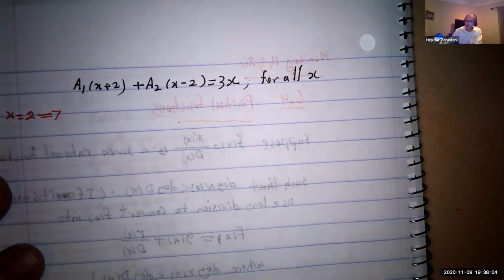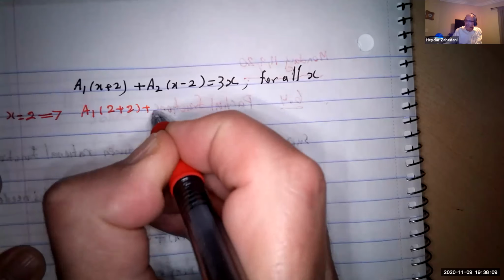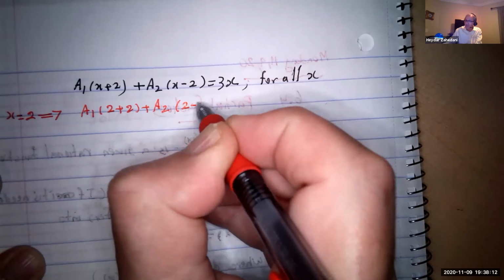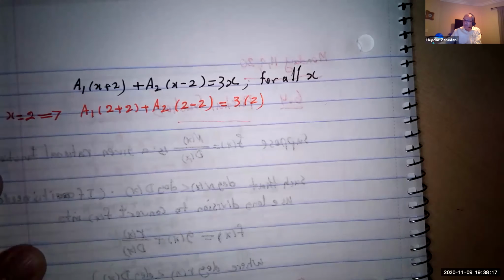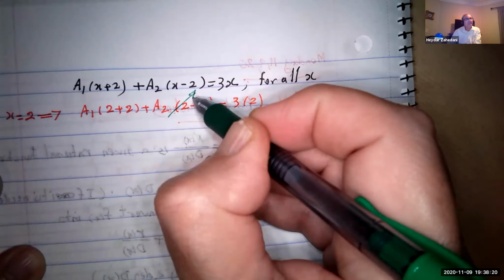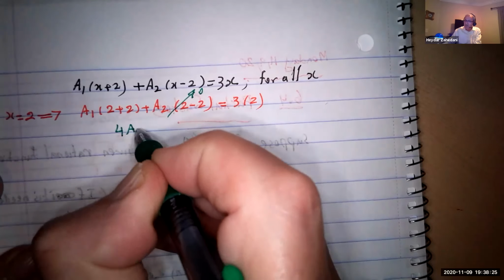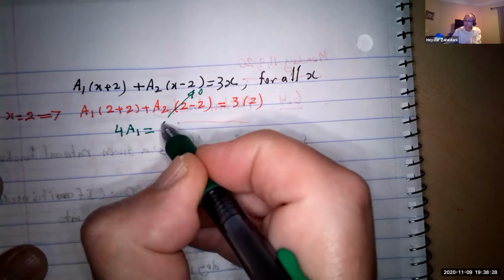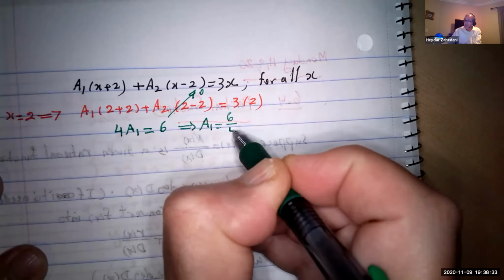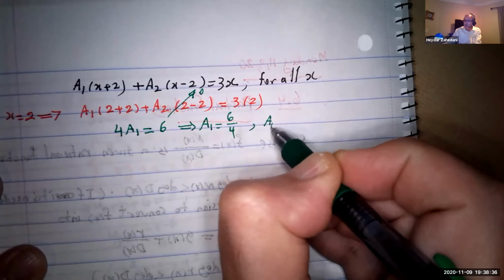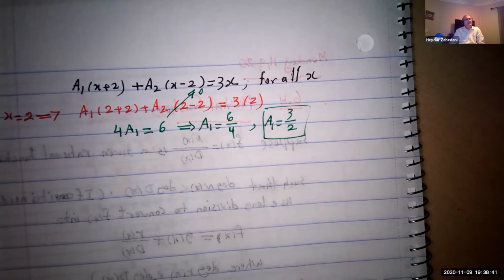You substitute on both sides, so it's going to be a1 times 2 plus 2, and this is going to be a2 times 2 minus 2. Okay, we don't write it down in back. That's going to be 3 times 2. So as you can see, this would be 0, and 2 and 2 would be 4, so that gives 4a1 equal to 6. Then you can find a1. a1 is equal to 6 quarters, and when you simplify it, a1 would be 3 halves. Any question?